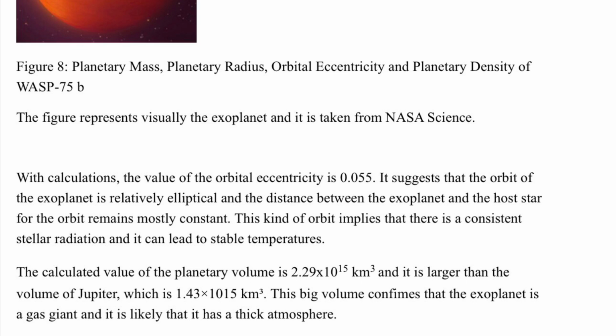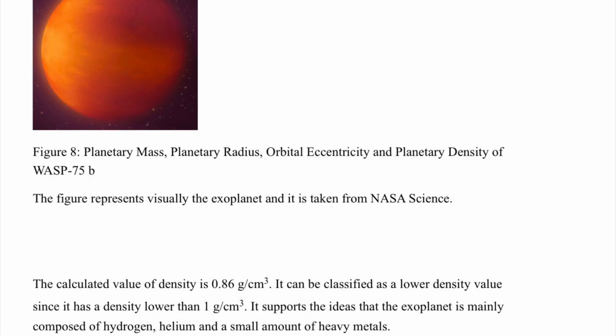The planetary volume is the total three-dimensional space occupied by the exoplanet's surface. Its calculated planetary volume is 2.29 times 10 to the power of 15 cubic kilometers, and it is larger than the volume of Jupiter, which is 1.43 times 10 to the power of 15 cubic kilometers. This big volume confirms that the exoplanet is a gas giant, and it is likely that it has a thin atmosphere.